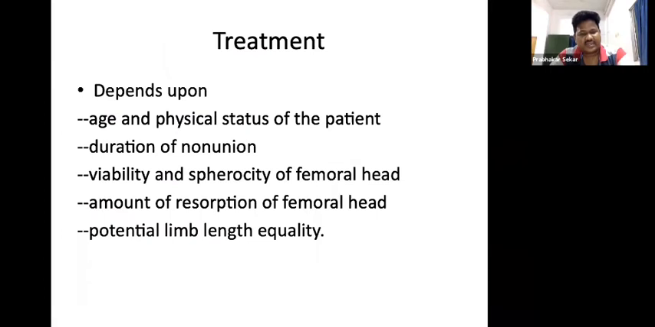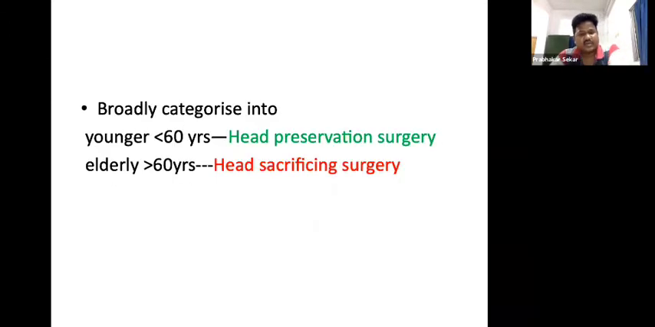So treatment basically depends upon the age, physical status, duration of the non-union, viability and sphericity, that is, whether the femoral head is maintained or there is any segmental collapse, the amount of resorption of the femoral head, and whether any limb discrepancy is there or not. Treatment-wise, you broadly categorize into two age groups: the younger age group, less than 60 years, and the older age group, more than 60 years. Less than 60 years, you go for head preservation surgery, and more than 60 years, you go for head sacrificing surgery.